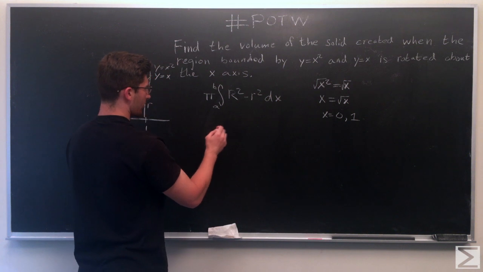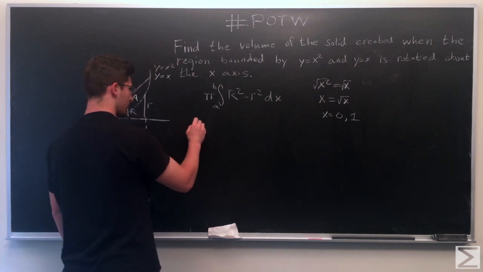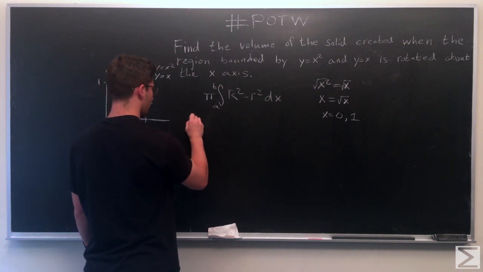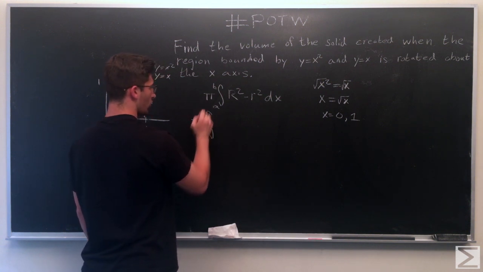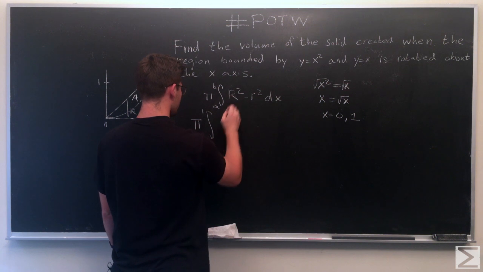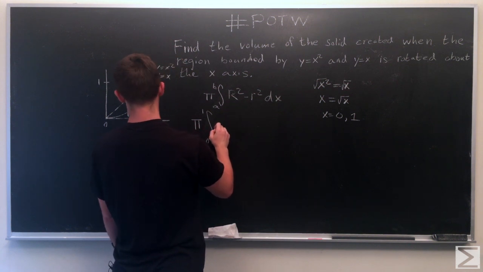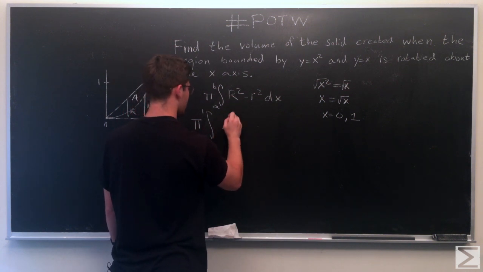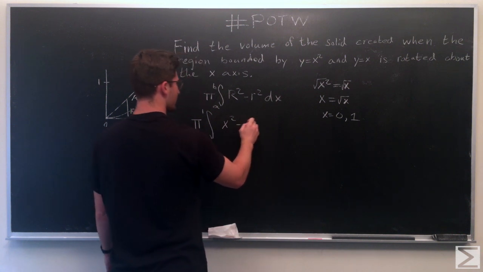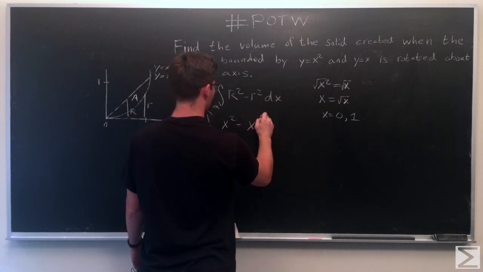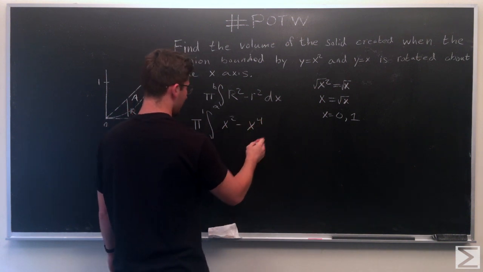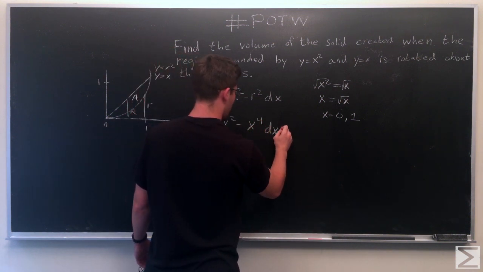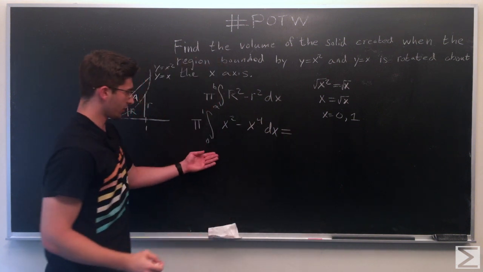So we can go ahead and plug this all into our integral. So pi times the integral from 0 to 1 of, let's see what big R is, x. So x squared minus x to the 4th, so x squared squared, dx. So this is our integral.